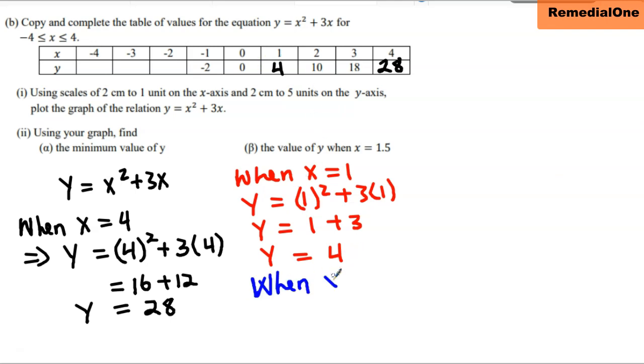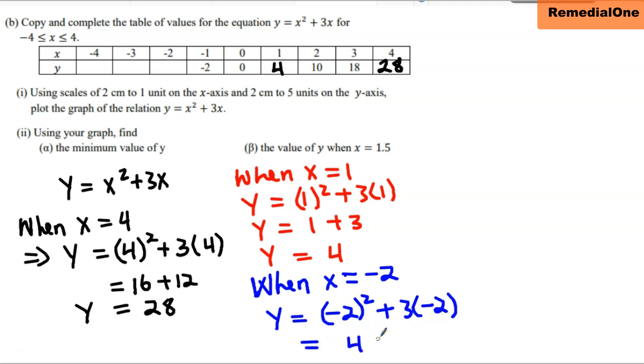Come to negative. When x equals -2, this is where you have to be very careful. It is going to be (-2) all squared. Most students will just write -2 squared, and you might square only the 2 and attach the negative, and that's where you're going to get it wrong. So be careful with that. And then here plus 3 times -2. Put it in the bracket. So here -2 times -2 is 4, and here -6, and that gives you -2. Okay? So you copy that -2.